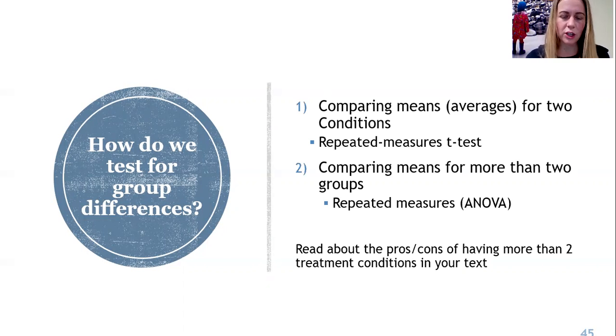When we have more than two groups, we can't do a t-test, we have to use an ANOVA. And when we have within subjects design, we use a repeated measures ANOVA. And you can read about the pros and cons of having more than two groups in your textbook.